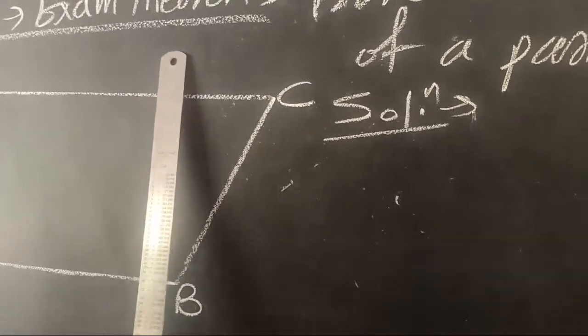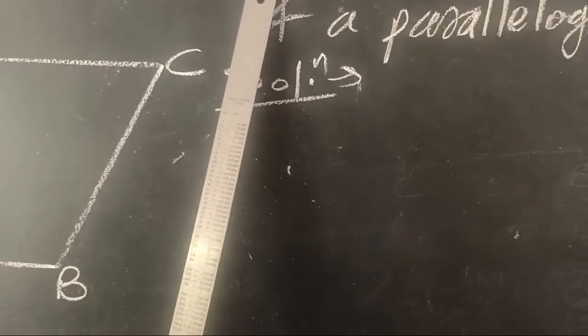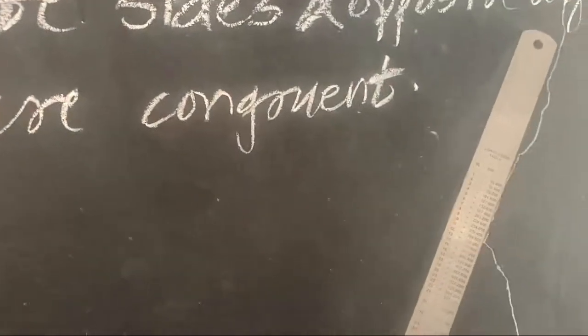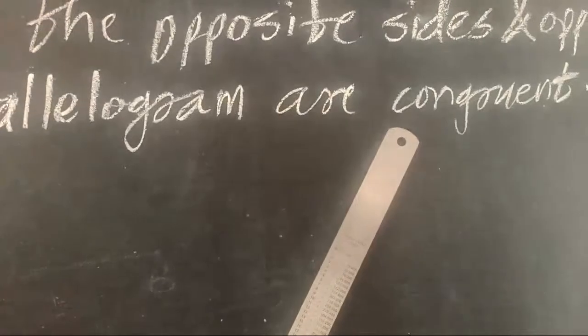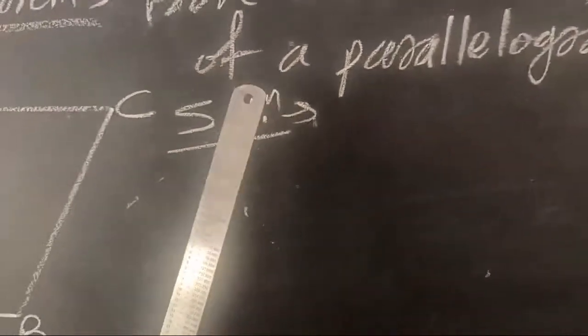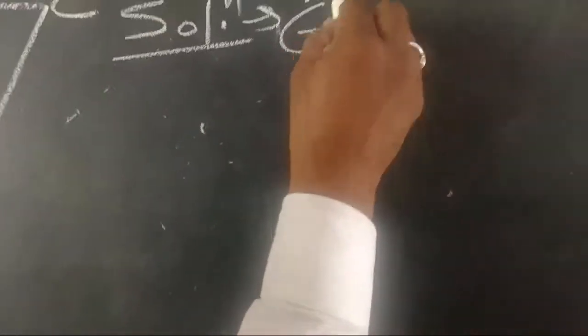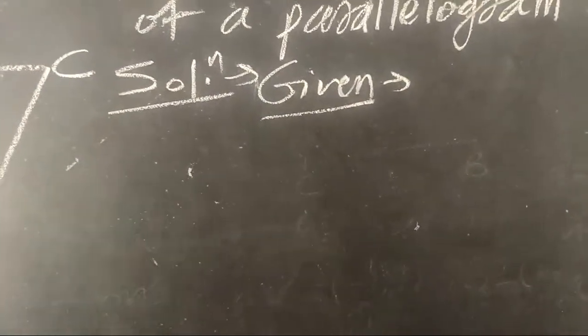About the exam theorem for parallelogram. What is the theorem? Prove that the opposite sides and opposite angles of a parallelogram are congruent. That is the theorem sentence. In the solution, the first part is given, that is the correct answer, and the sentence is also correct.